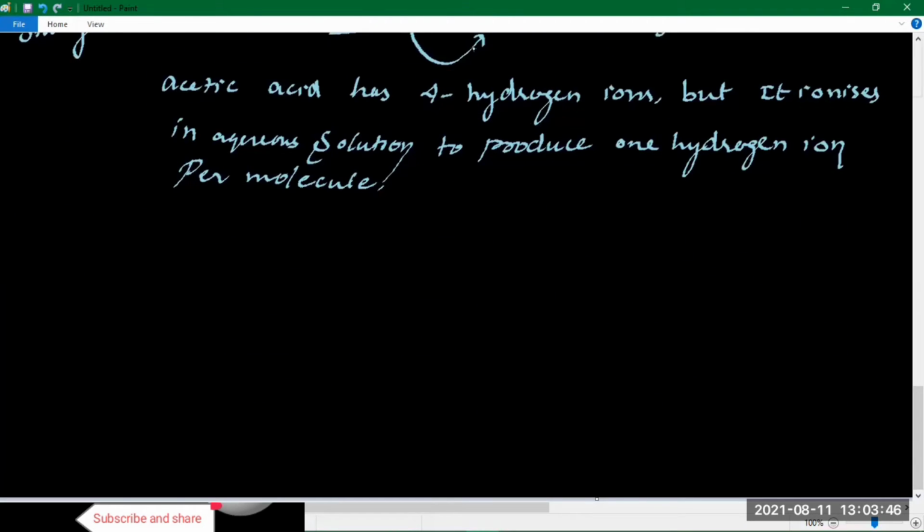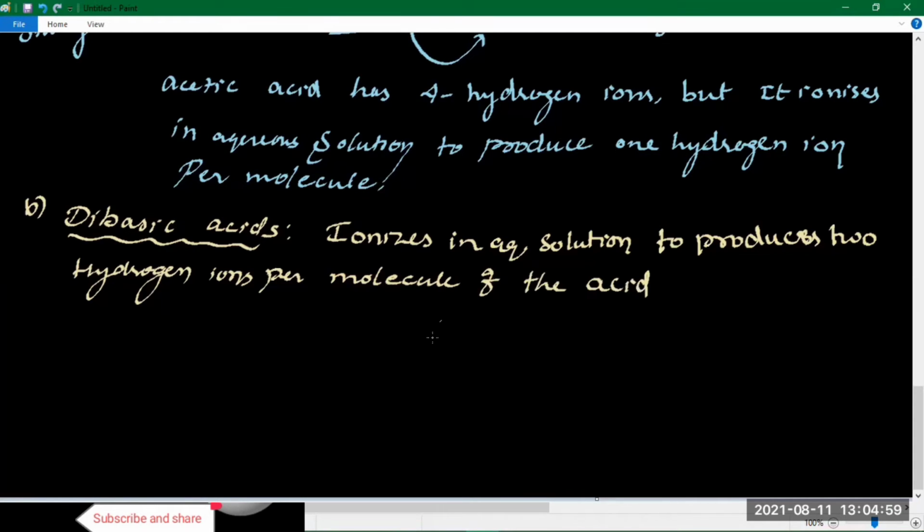Now let us go to the next type of acid, called a dibasic acid. Dibasic acids are the acids which ionize in aqueous solutions to produce 2 hydrogen ions per molecule of acid. That is what we call a dibasic acid. Basically, the examples for dibasic acids are H2SO4, H2CO3, H2SO3.